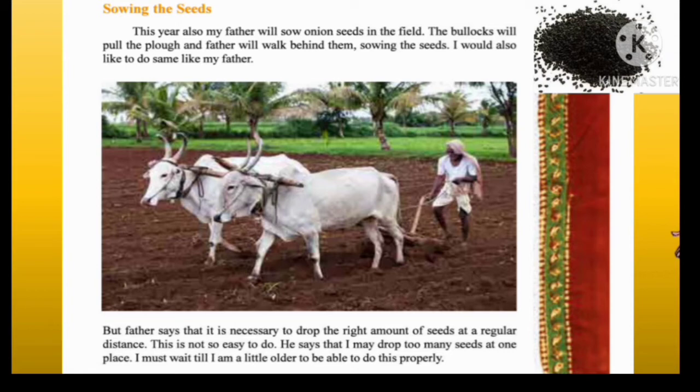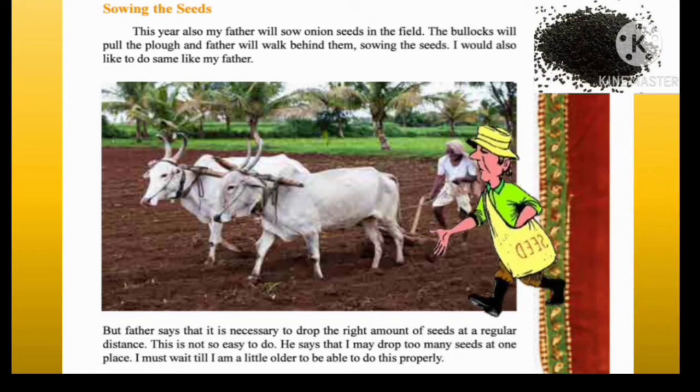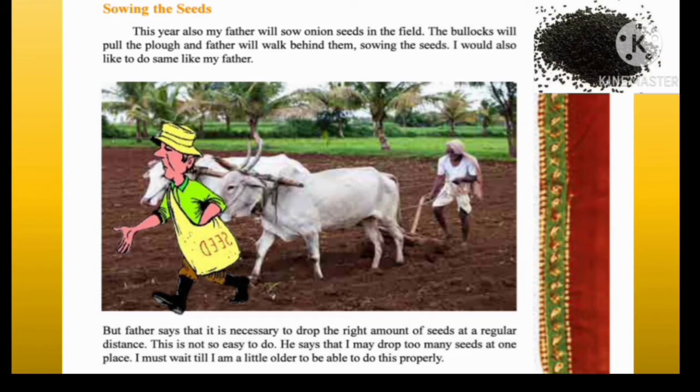Now Raju also wants to help his father in sowing the seeds. But his father says that it is necessary to drop the right amount of seeds at regular distance. A definite distance is maintained while sowing the seeds. This is not so easy to do. He says that I may drop too many seeds at one place. So Raju wants to help, but his father said it's a very difficult job, and he should wait till he is older, and then he will be able to do this properly.